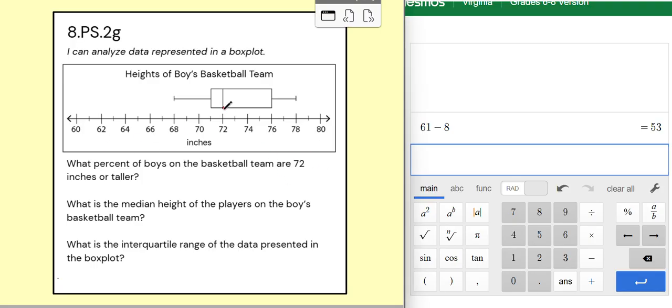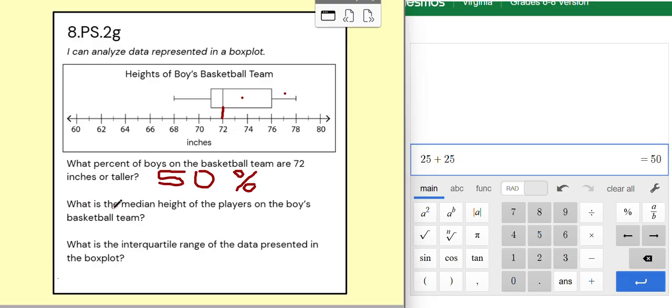Well, here is 72. There are 2 sections above that, and they're each worth 25%. So if I did 25 plus 25, that gives me 50% of the boys on the basketball team are higher or taller than 72 inches. All right, now let's look at the next question.